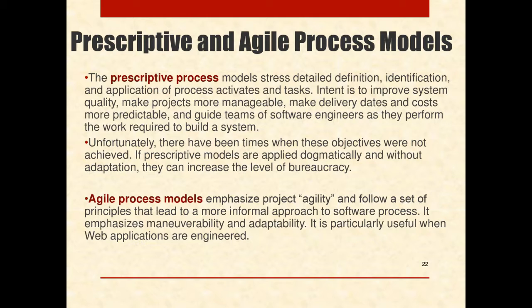Agile process model. The agile process model emphasizes project agility and follows a set of principles that lead to a more informal approach to the software process. It emphasizes maneuverability and adaptability. It is particularly useful when web applications are engineered.